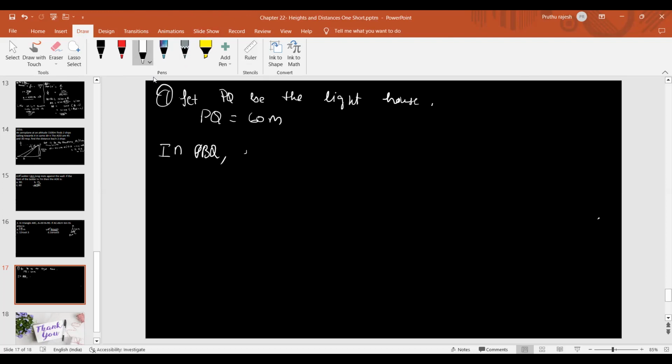Now consider triangle PBQ. Tan 45 equals perpendicular by base. So tan 45 is 1, which equals 60 by base. We learned the perpendicular was 60 meters. So base equals 60 meters. This is our second equation.